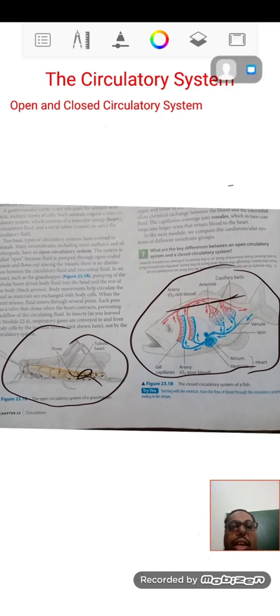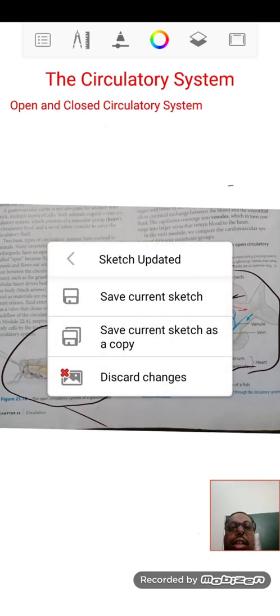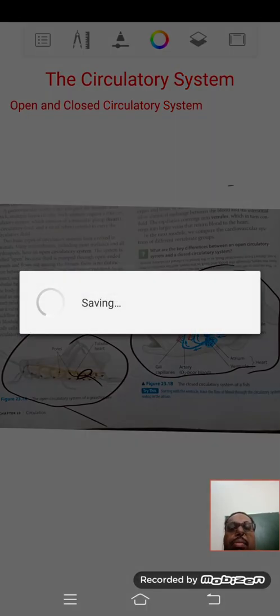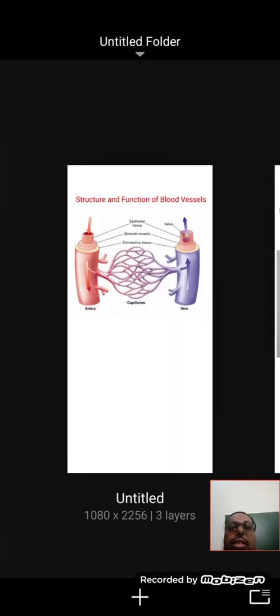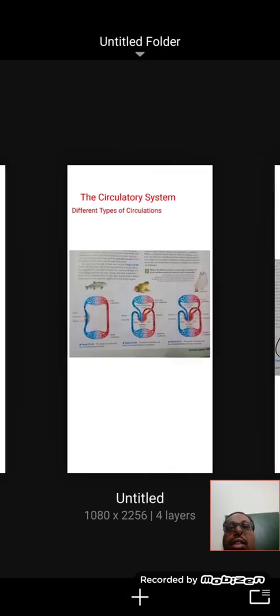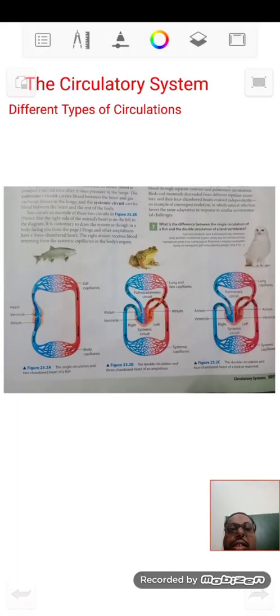That means there is a heart pumping the blood, taking the oxygenated blood from one area and bringing the deoxygenated blood, and the process of gas exchange takes place. And another important thing is that whenever circulation takes place, there are three types of circulation according to the structure of the heart. These are the three types of circulation.